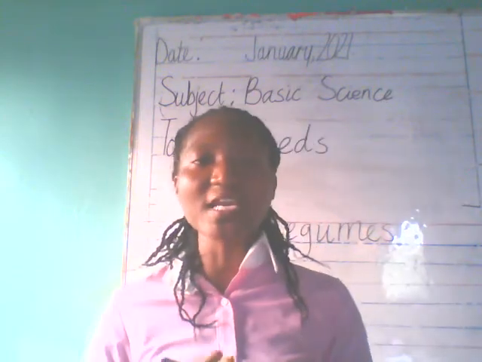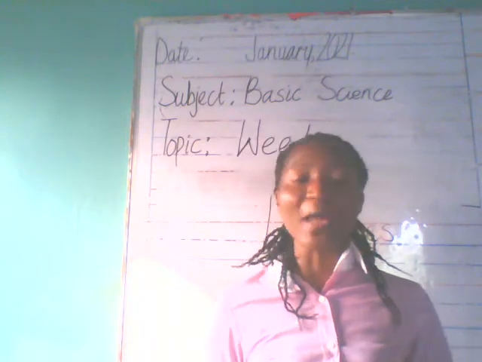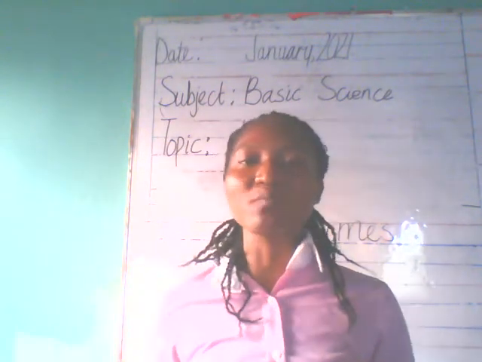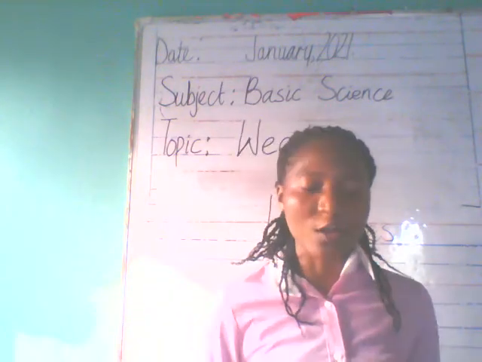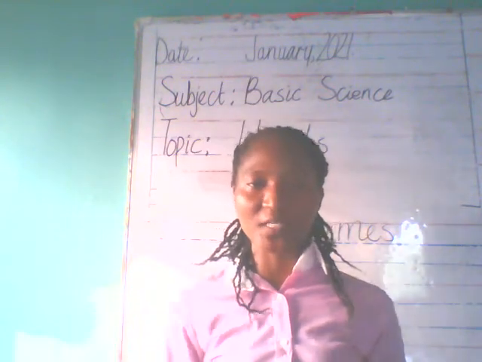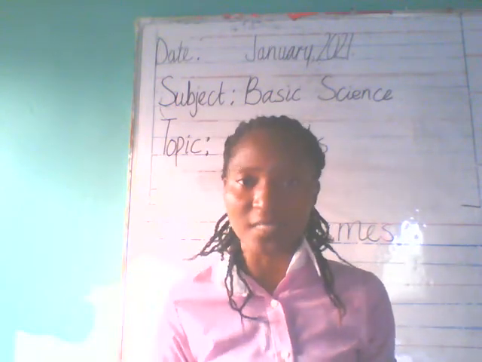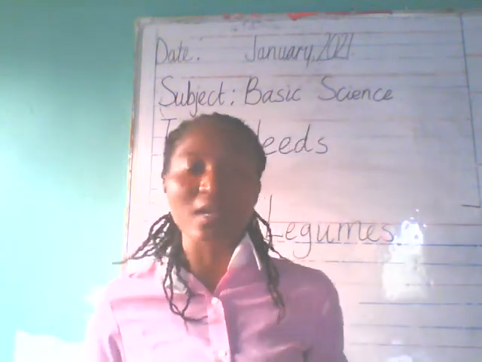Then number 3 is mechanical method. What do I mean by mechanical method? Use of harvesters or simple farm tools like your hoe and your cutlass to remove the weeds. That is what we call mechanical method, when you use your harvesters or your hoe and your cutlass to harvest.